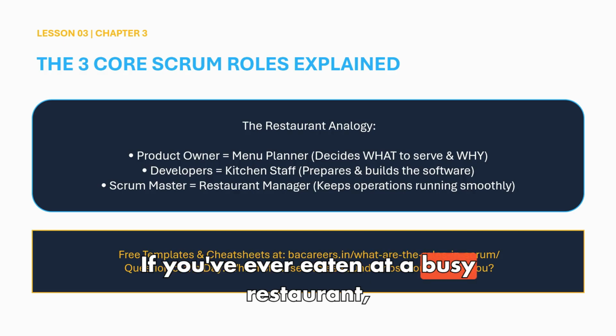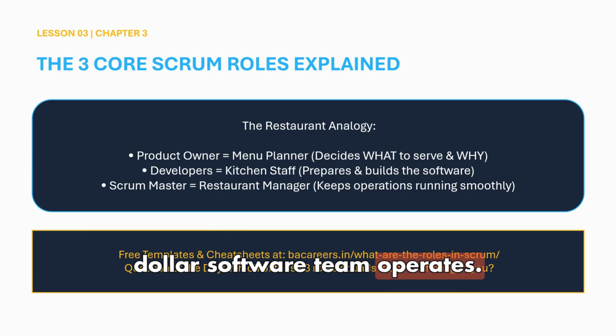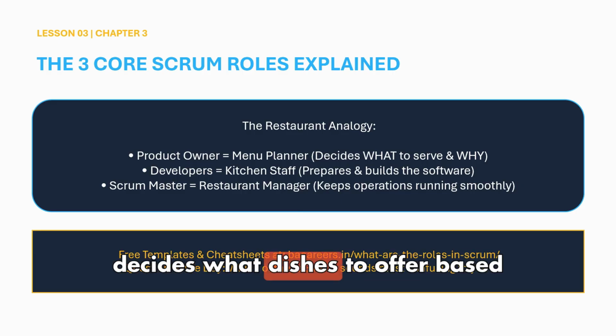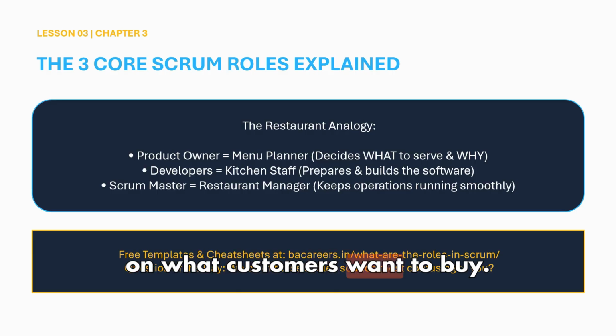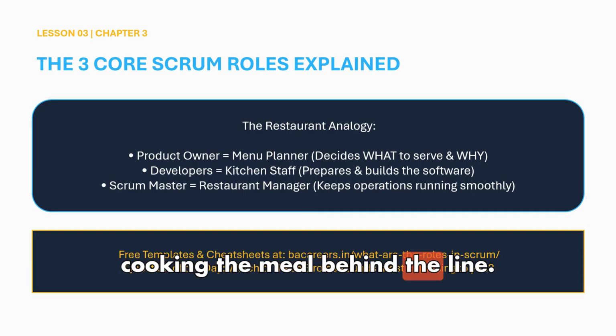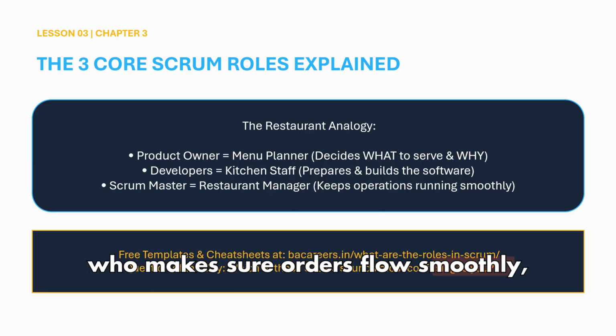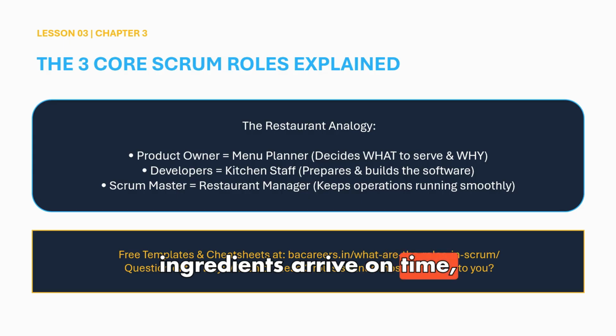If you've ever eaten at a busy restaurant, you already understand how a multi-million dollar software team operates. Think about it this way. The product owner is like the lead menu planner who decides what dishes to offer based on what customers want to buy. The developers are the skilled kitchen staff actually cooking the meal behind the line. And the Scrum Master is the restaurant manager who makes sure orders flow smoothly, ingredients arrive on time, and nobody interrupts the chefs while they work.